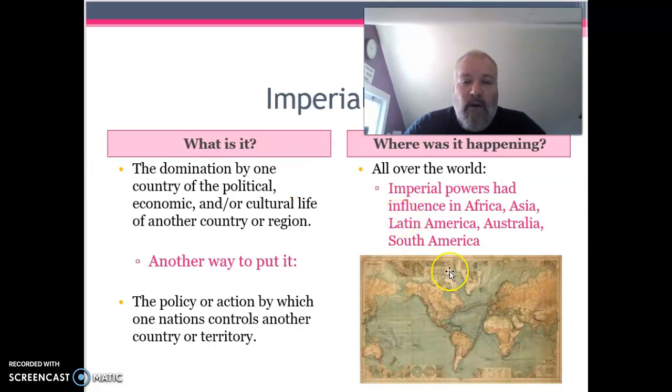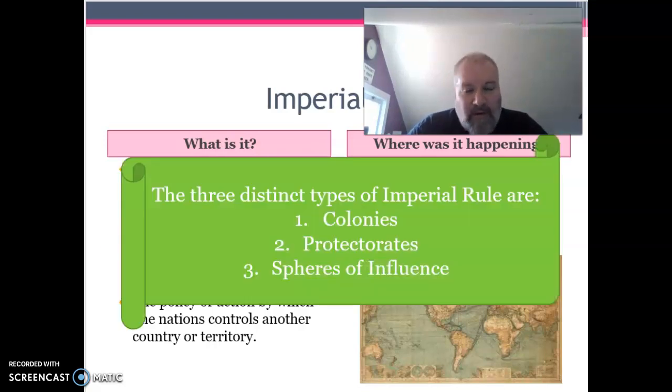Now, most of the places that imperialism hits are Asia, Africa, Latin America, Australia, and South America. Although South America, by the mid 1800s, is almost completely run by their own countries. They're not still a colony of somebody else. But there are some examples otherwise. So you could be either a colony, a protectorate, or it could be under a sphere of influence.